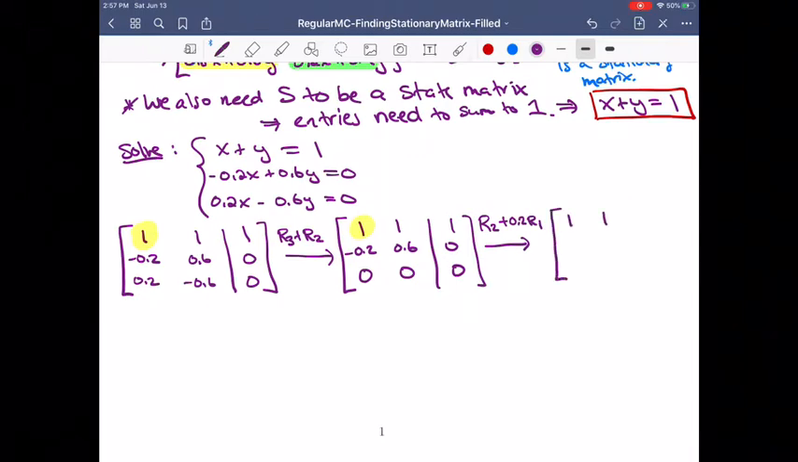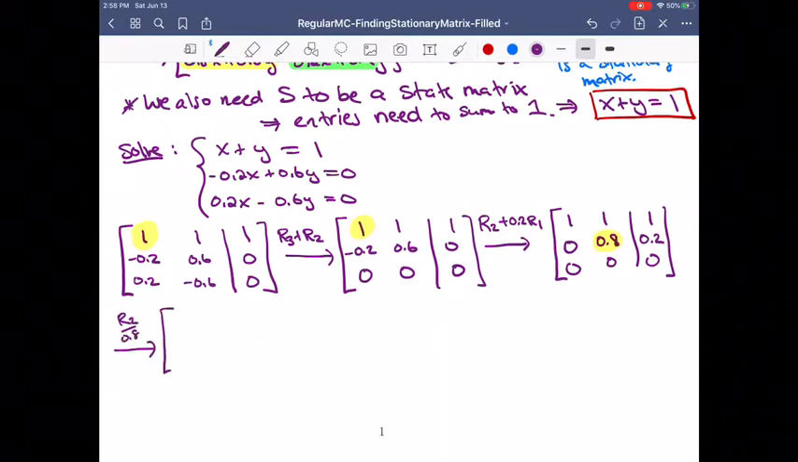Okay, so my 1, 1, 1 stays the same. This one's going to become a 0. Okay, I still have the row of zeros. 0.6 plus 0.2 times 1, that's going to be 0.8. And 0 plus 0.2 times 1, that's going to be 0.2. Okay, so now I want to move down 1 over 1, and I want to pivot here. So my next step is going to be row 2 divided by 0.8. So this is now going to be a 1. And 0.2 divided by 0.8 is actually 1 over 4, or 0.25.